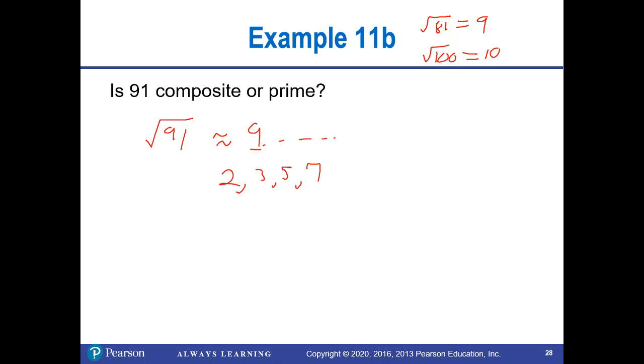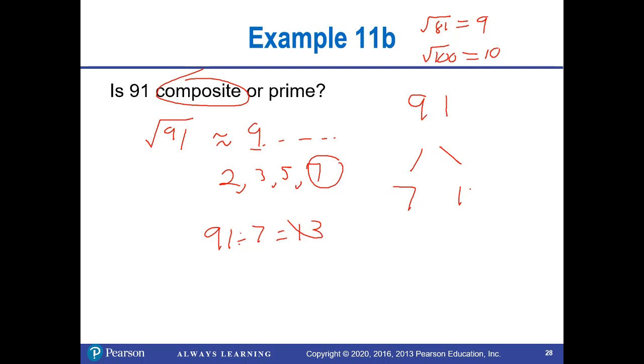So we'll check 91 divided by 7. And 91 divided by 7 is 13. So 7 works. 91 divided by 7 is 13. So 91 is a composite number. If we were finding its prime factorization, it has just one way to find it. It's going to be 7 times 13, or 13 times 7. It is composite.